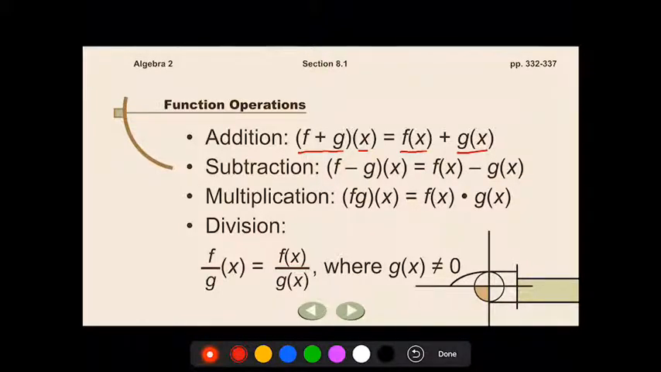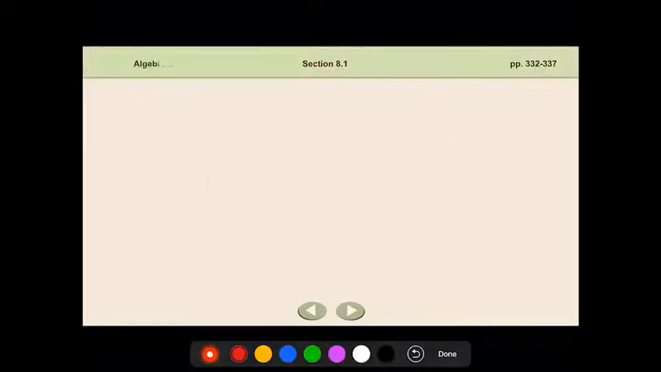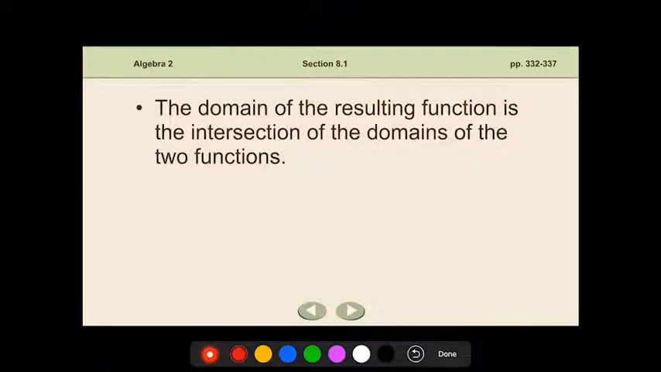So this function operation chart here is what we're going to be working with today. Again, it's not super difficult. I think you'll find this pretty interesting and probably pretty easy at some points.